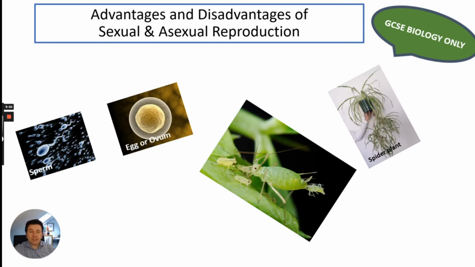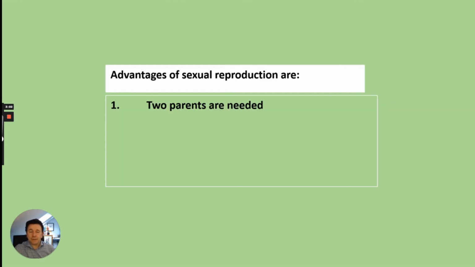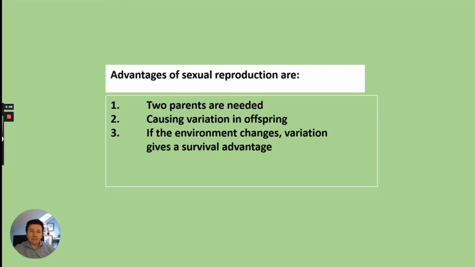This next part is for GCSE biology only. You need to know the advantages and disadvantages of sexual and asexual reproduction. Advantages of sexual reproduction are that you need 2 parents, it causes variation in offspring, and if the environment changes, variation gives a survival advantage as there is more genetic variation.